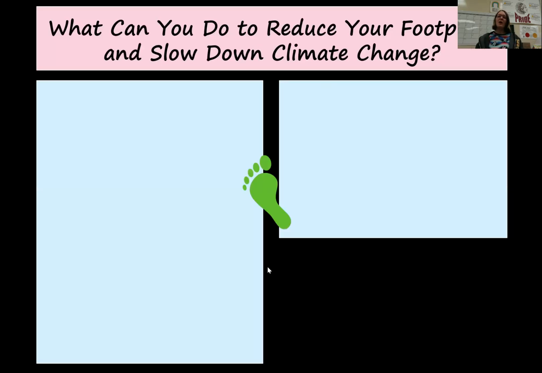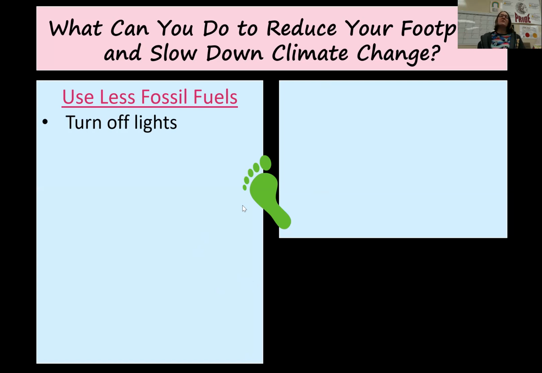So what are some things you can do to reduce or slow down climate change? What are some things you can have control over? Well, you can use less fossil fuels. Maybe you turn off the lights when you're not using them. I constantly have to remind Sophia, are you in that room? No, turn off the light. Just be mindful of that.